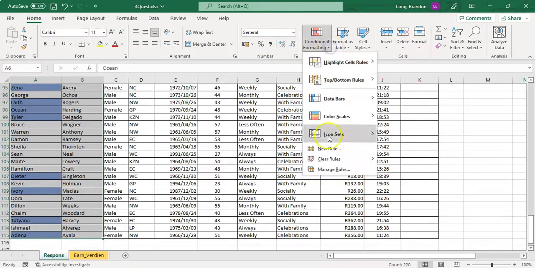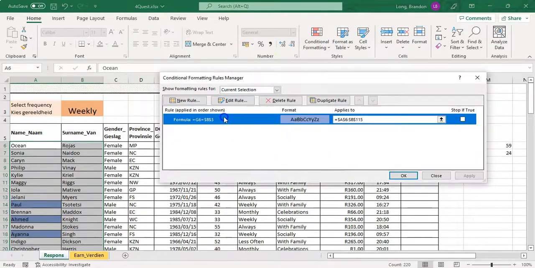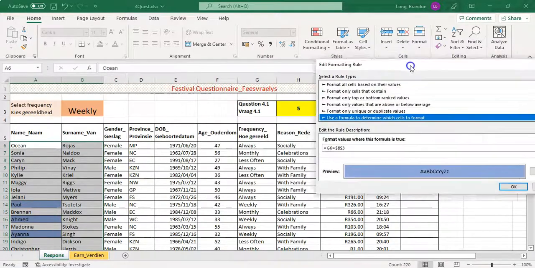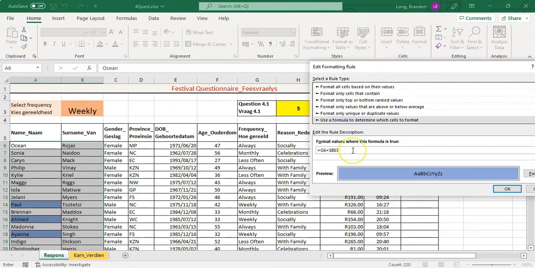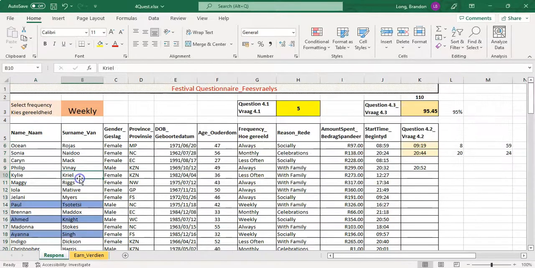So we're going to go back to it and manage rules. Let's edit that rule. Click on it and let's edit it. So let's think about this. When we said G6, we want the G6 when it moves down to move to G7, G8, G9. But we do not want the G6 when it moves across to surname to move to H6. So we want the G to keep its dollar. Dollar G, so keep it at G all the time, but the 6 is allowed to go to 7, 8, 9, 10. In that way, the surname will refer to G6, 7, 8, 9 as well. So let's do that.